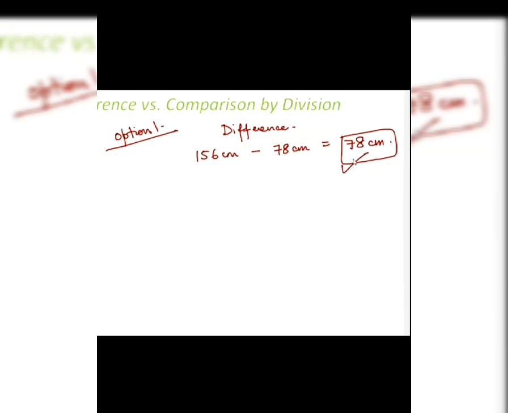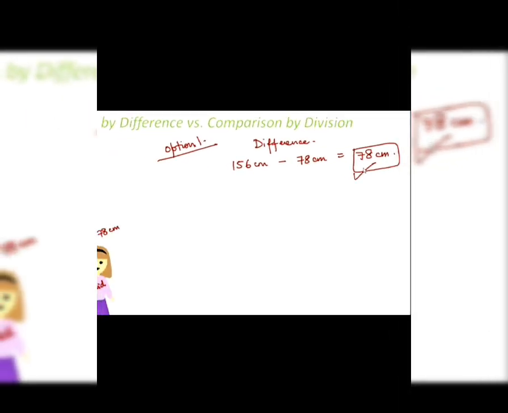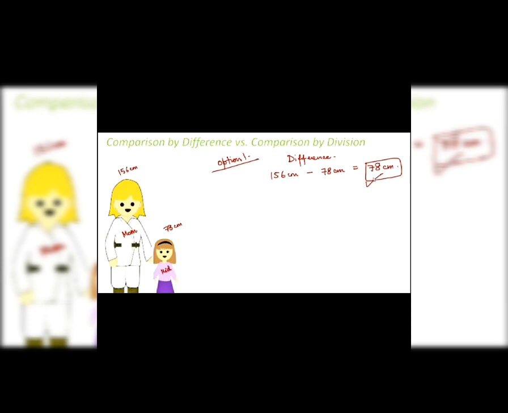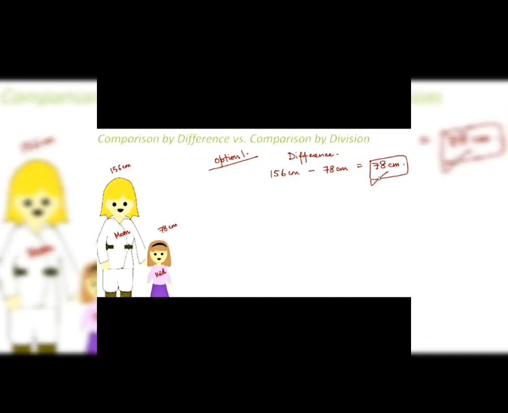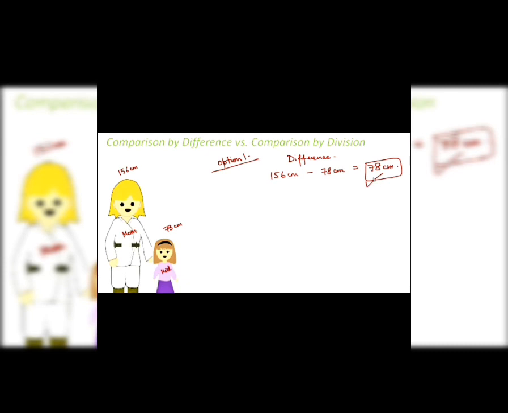So one way of comparing, option 1, is comparison by difference. That is by finding the difference between their heights. So what would be the difference? 156 is greater than 78, so 156 minus 78 centimeter and you will get 78 centimeter. So one option is you can say that the mother's height is 78 centimeter more than the daughter's height, because this is the difference. Okay, so that is one way of comparing their heights.